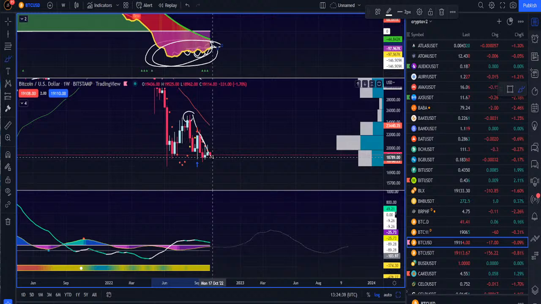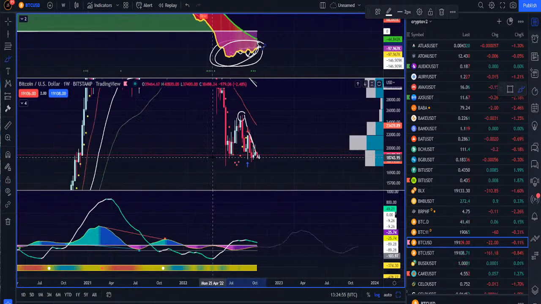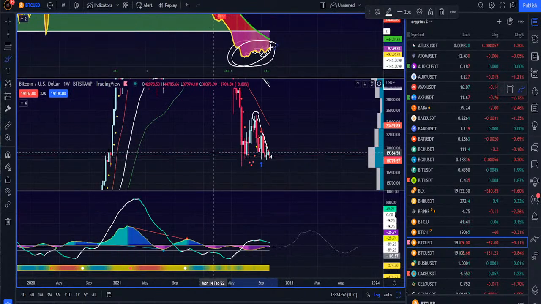So any close on the weekly chart below 19K, well, resolution to the downside. The good news is we will see, of course, in the future, maybe not this year, maybe around Q1 in 2023, a bullish divergence on a weekly basis, something like this, right?